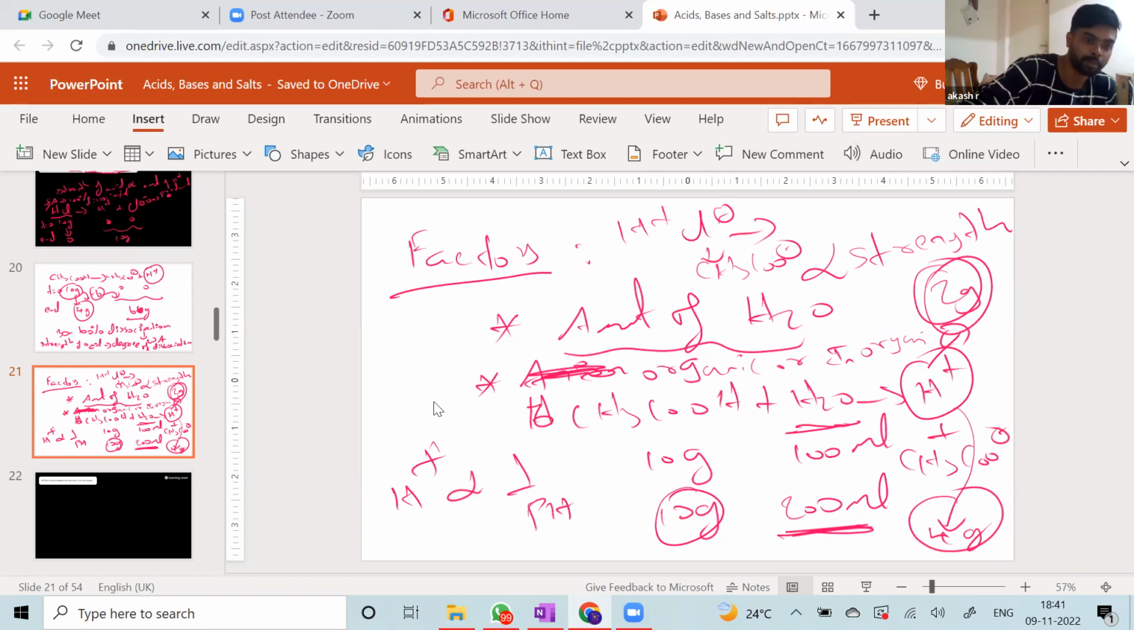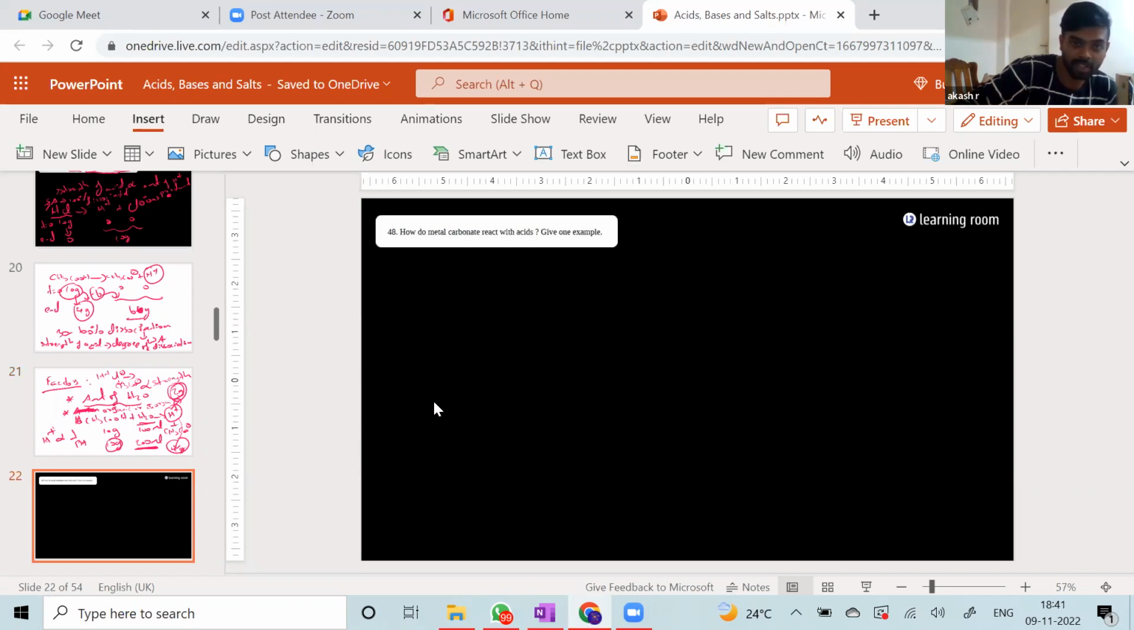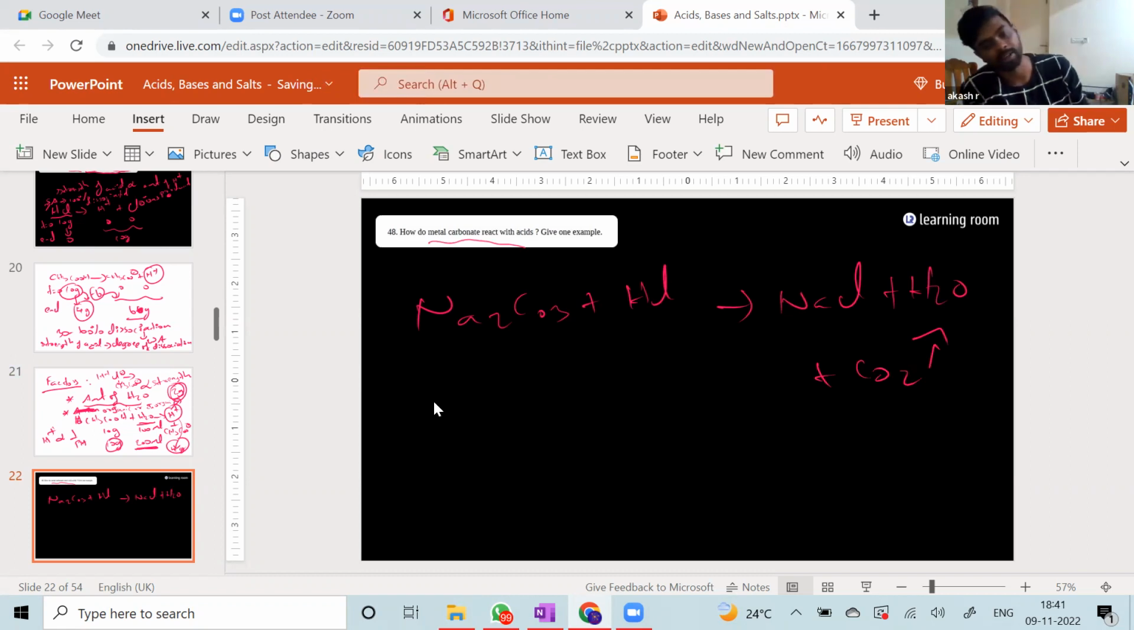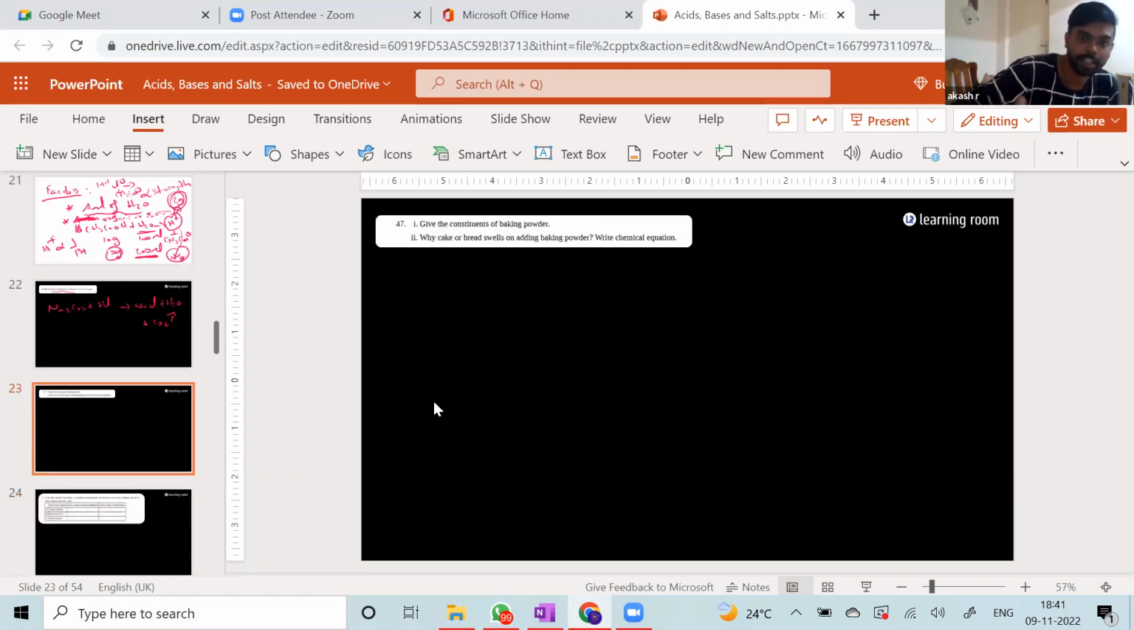Right, moving on. Next, how do metal carbonates react with acid? We have already seen this. For example, Na2CO3 will react with acid HCl to form the salt NaCl, water H2O, and extra carbon dioxide is going to get released. Whenever carbonates or bicarbonates react with acid, they'll produce salt plus water plus carbon dioxide. This is the example.